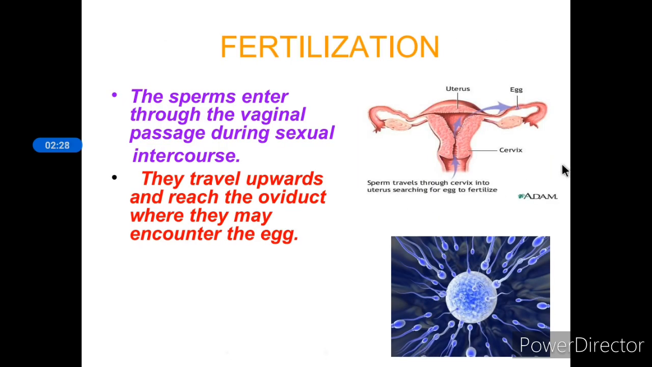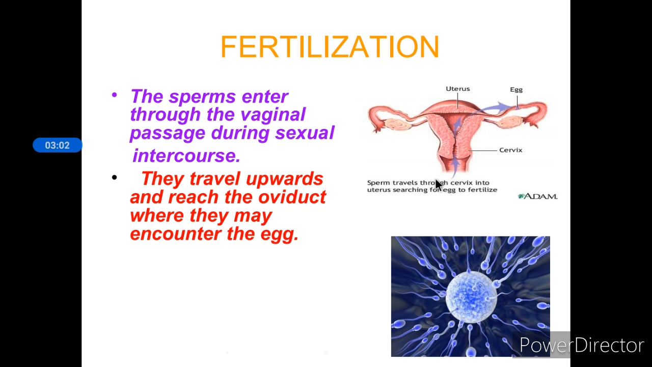We already discussed the male reproductive system, how the sperms are produced and how they are released. So what is fertilization? We already learned about fertilization. The definition is the fusion of male and female gametes. The sperm enter through the vaginal passage during sexual intercourse. So through the vagina, the sperms enter the female body.